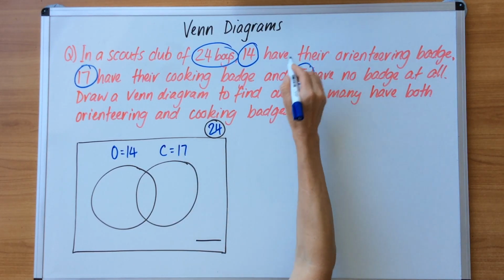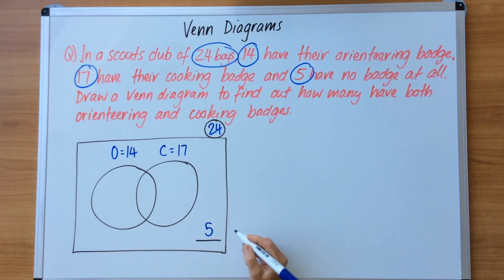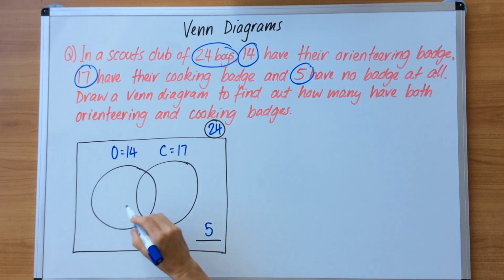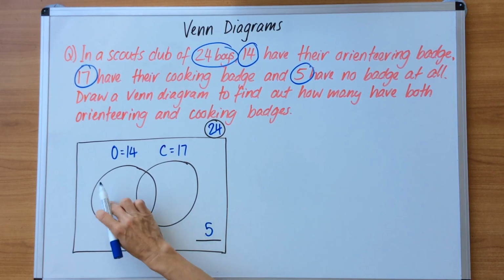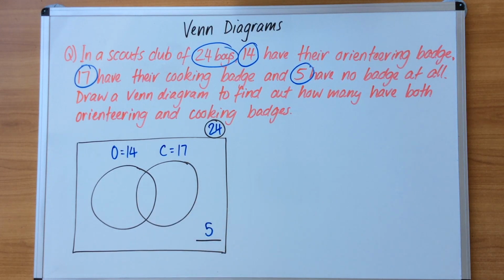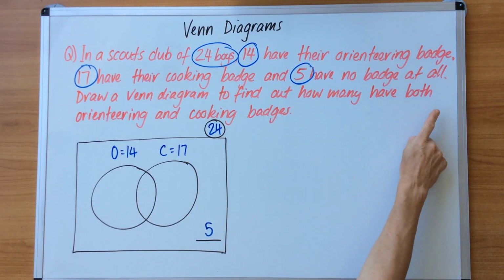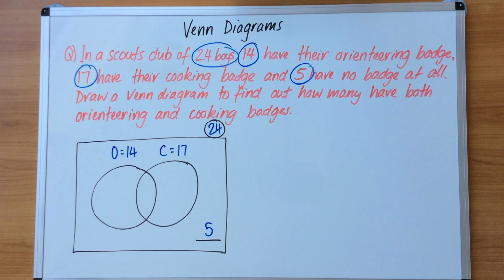I've been told that 5 have no badge at all, which is why it goes down here on the outside, because these 5 boys do not have any of the badges, therefore are not up for consideration inside these sets, these circles. Okay, so now I need to fill out this information because the question is asking me to find out how many have both orienteering and cooking badges.